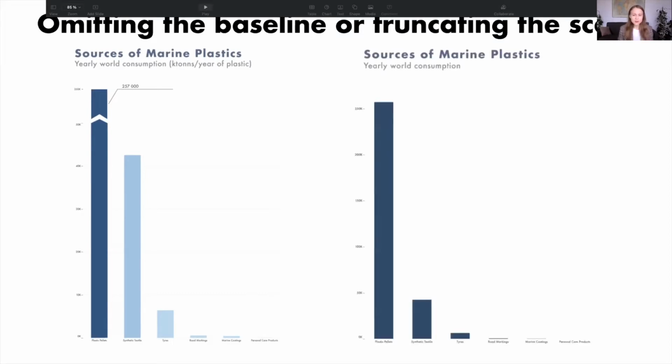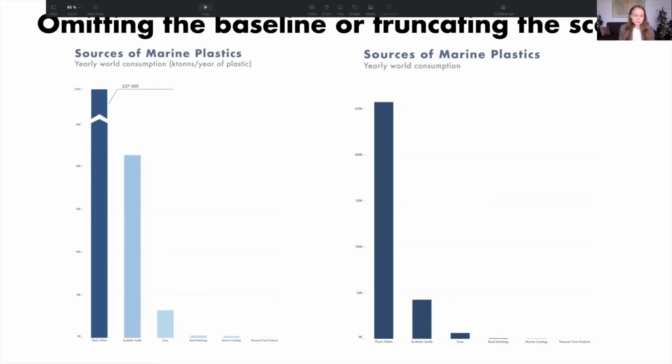So it's much better, even if you don't like how your chart looks, to try to represent the numbers accurately, even if there is something you cannot see. Look at the right chart. It looks like there is nothing in personal care products.